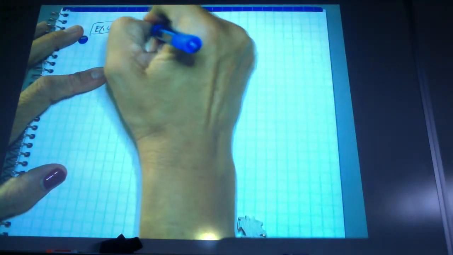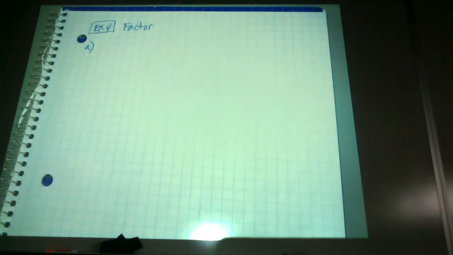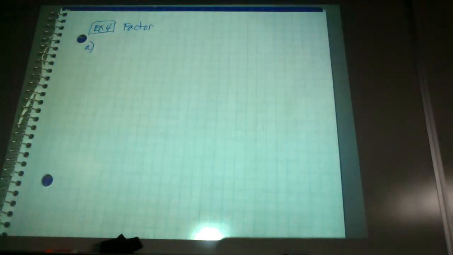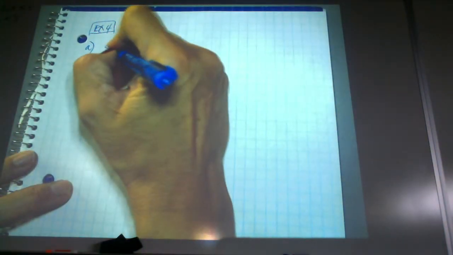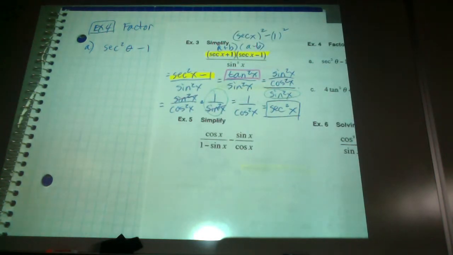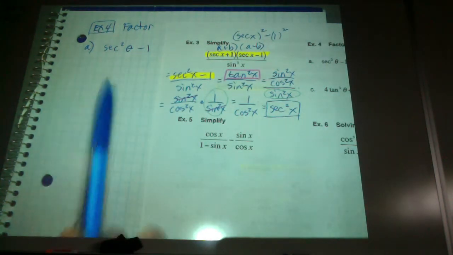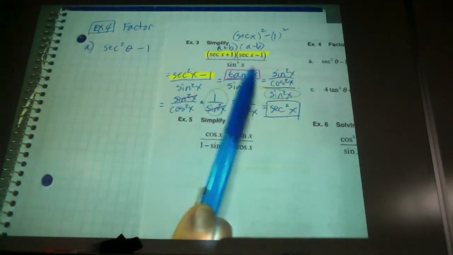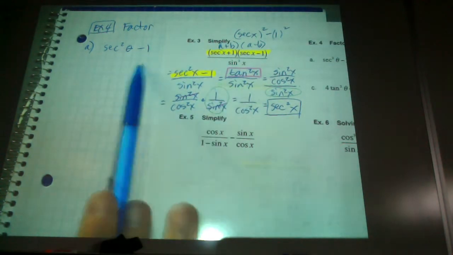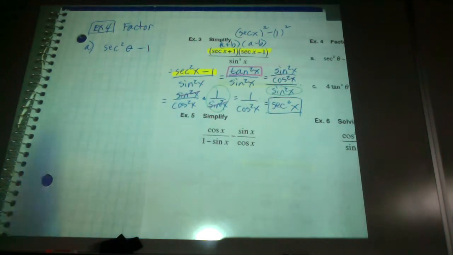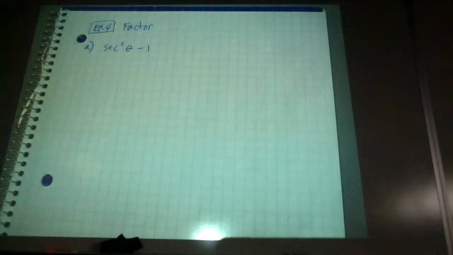And the directions tell you to factor. It's important that you realize the difference between factoring and simplifying. Because we start off with A being secant squared theta minus 1. That looks very similar to what we did here. What I don't want you doing is substituting this in for tangent squared, because that's a substitution, that's not a factoring. There's a difference. We're factoring this time.